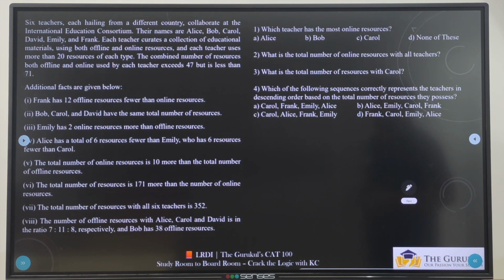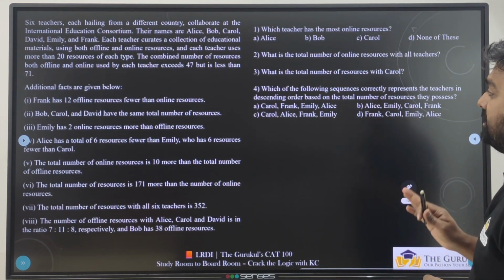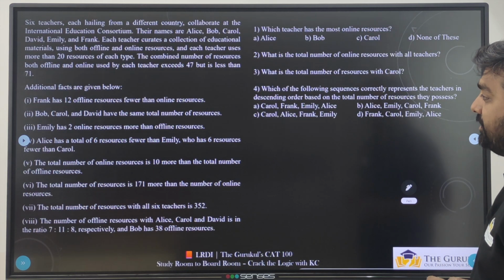So 6 teachers hailing from 6 different countries collaborated at some event. Their names are A, B, C, D, E, F. Each teacher curates a collection of educational material using both online and offline resources, and each teacher uses more than 20 resources of each type. The combined number of resources of both online and offline used by the teachers exceeds 47 but is less than 71.